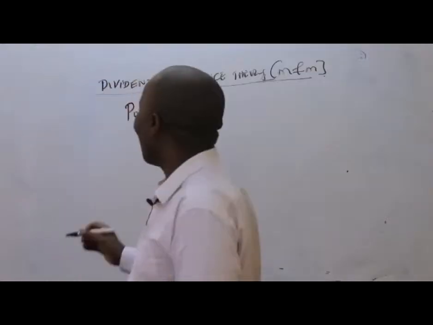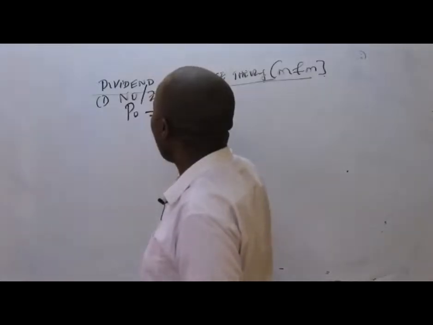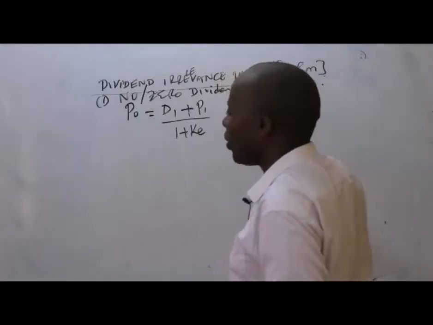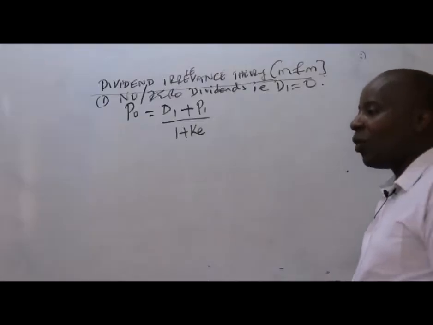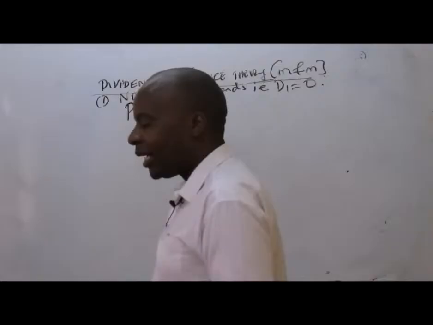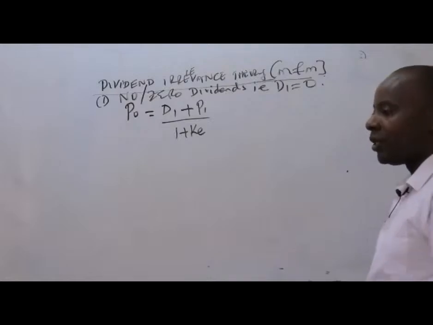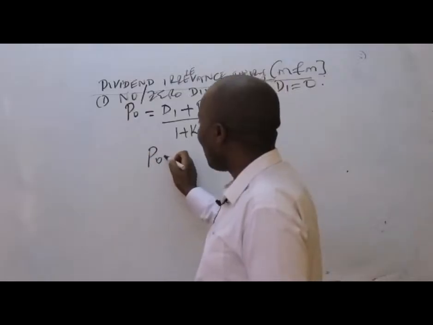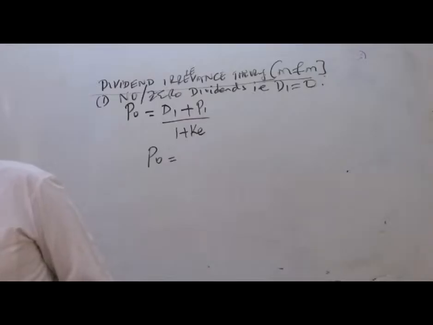So we look at Roman 1. Remember Roman 1, no or zero dividends, i.e. D1 equals 0. If that is the case, ladies and gentlemen, remember in this question, they have already given me P0.